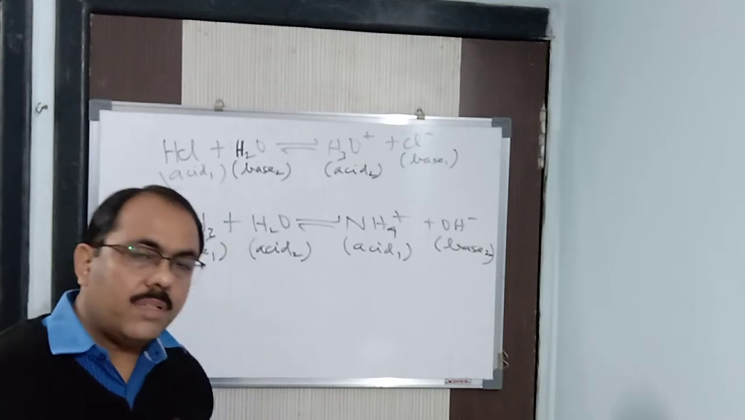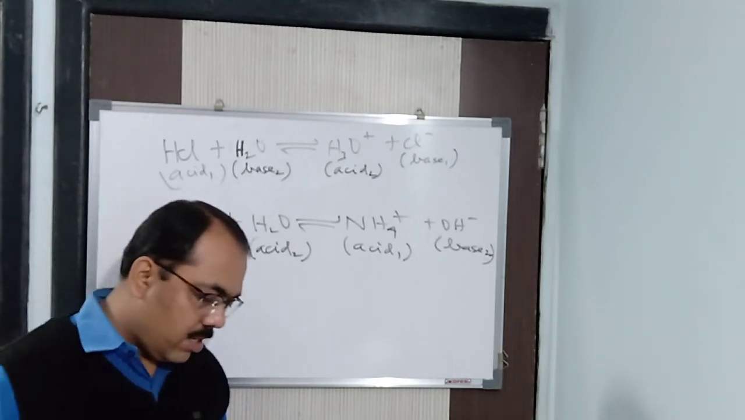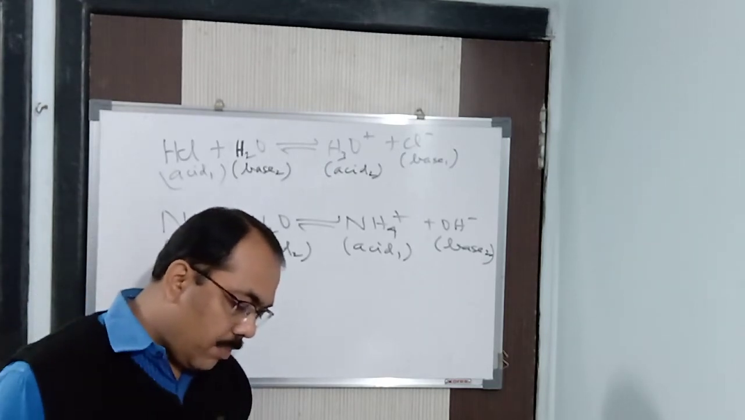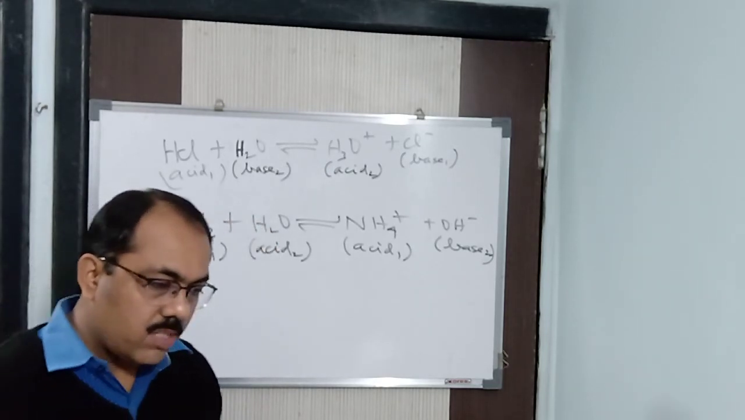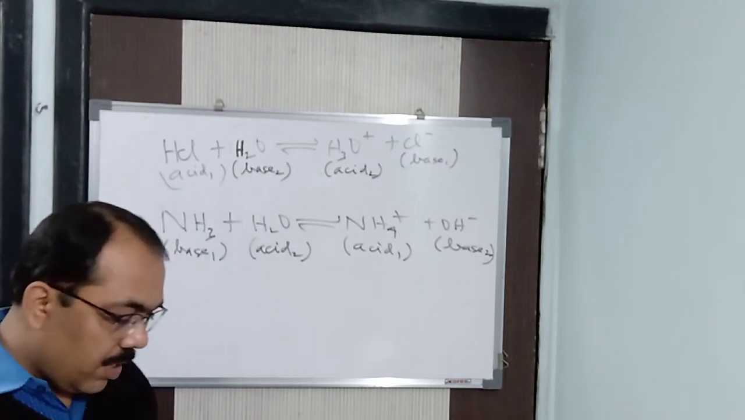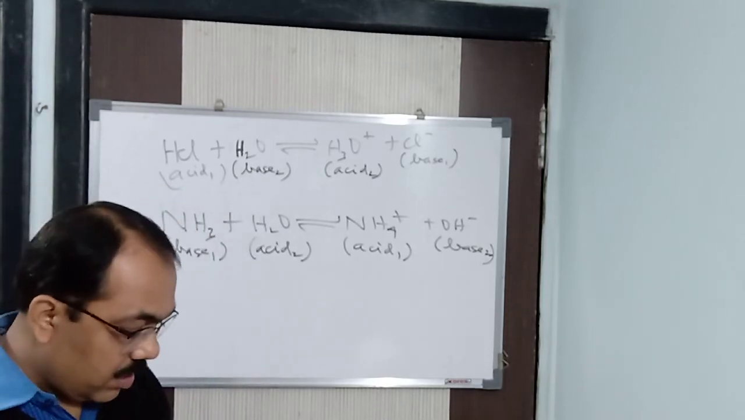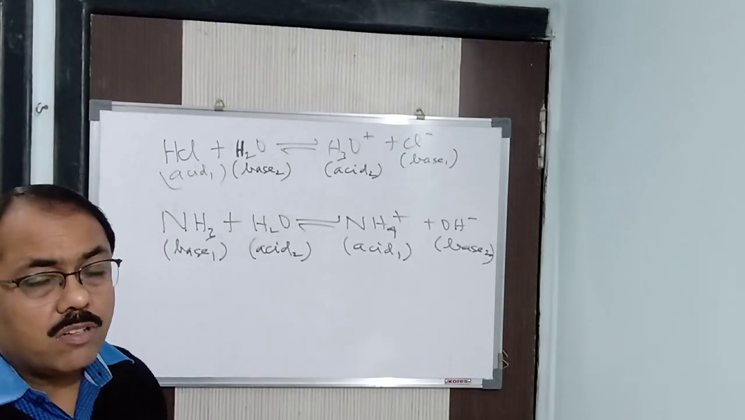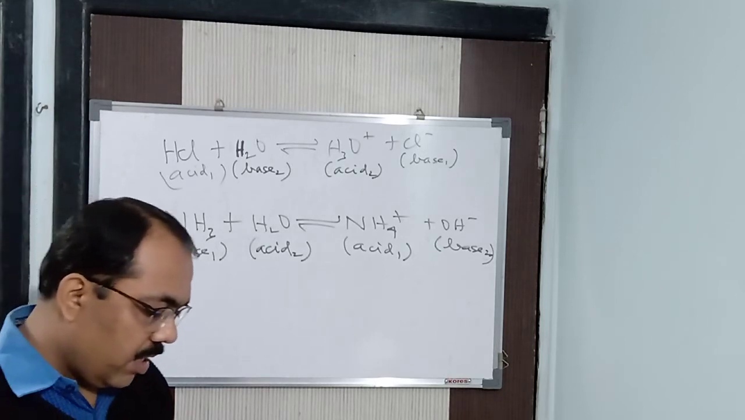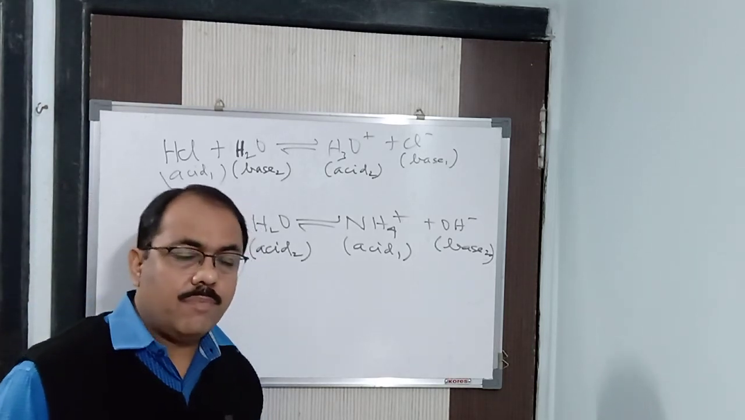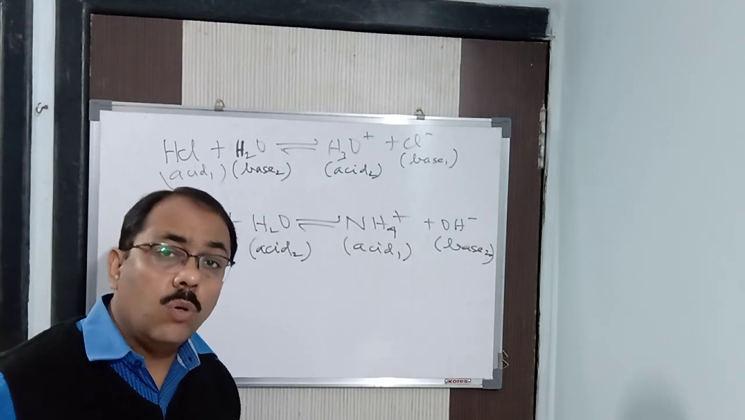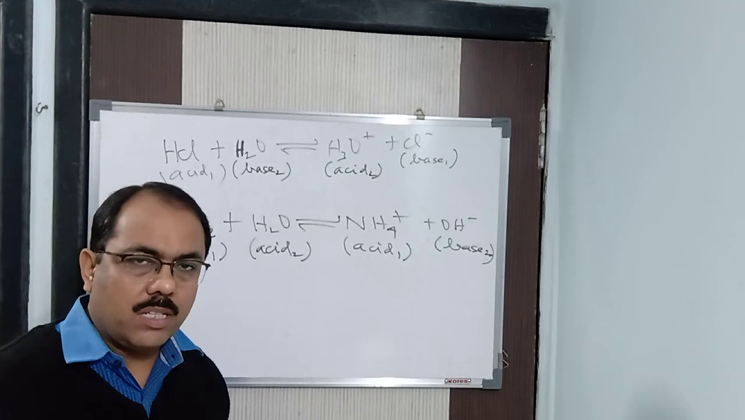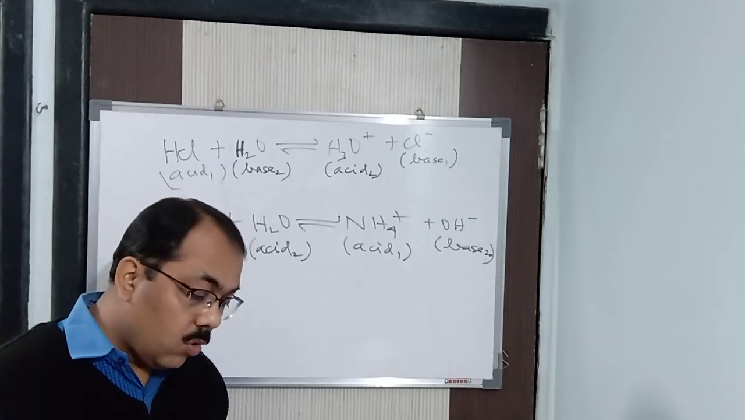So the next concept that came is the Lewis concept. What did Lewis say? Lewis said that an acid is a substance which is capable of accepting a pair of electrons, and a base is a substance which is capable of donating a pair of electrons. So an acid is an electron pair acceptor and a base is an electron pair donor. Got it? Again I repeat, according to Lewis, an acid is an electron pair acceptor and a base is an electron pair donor.